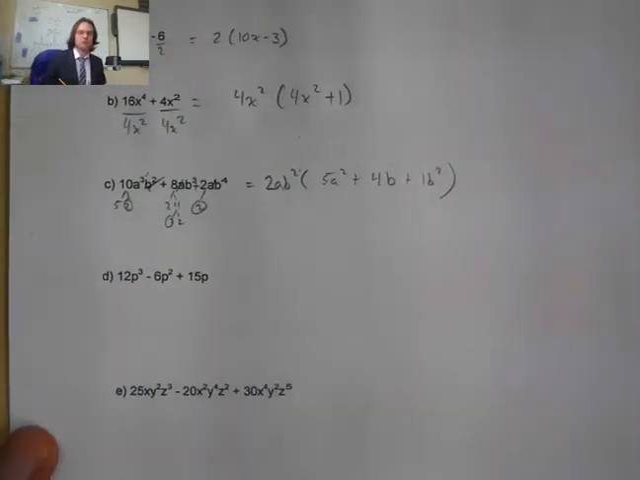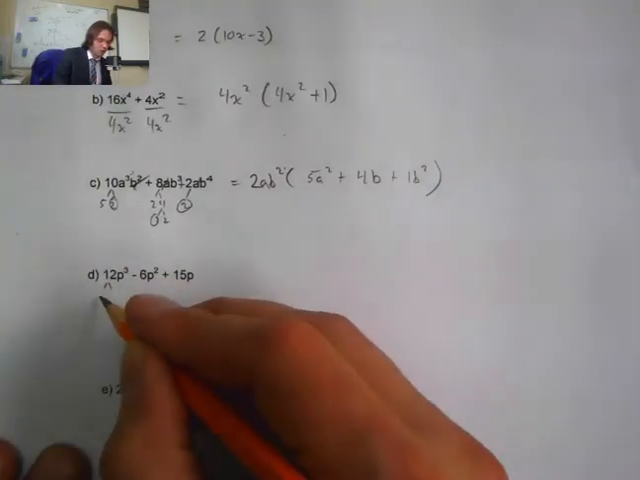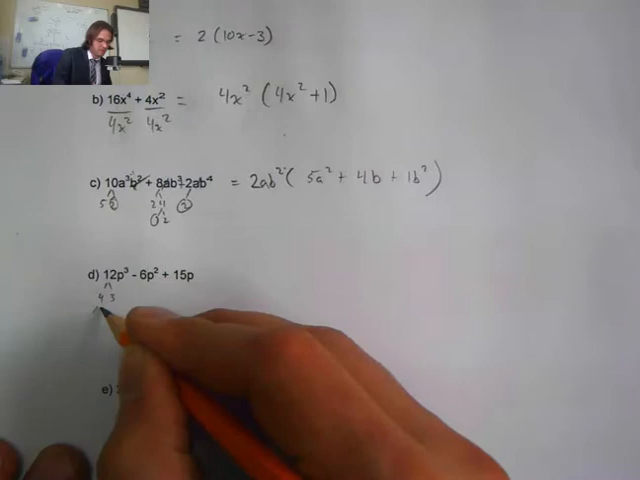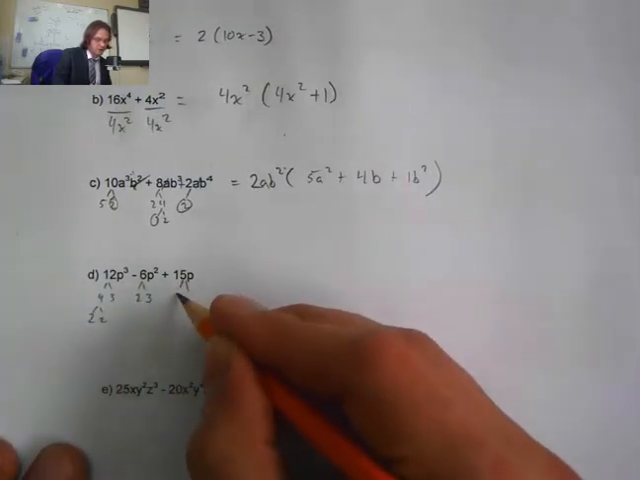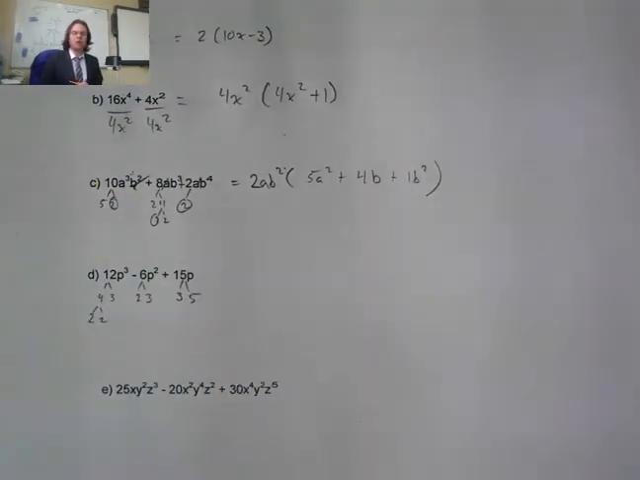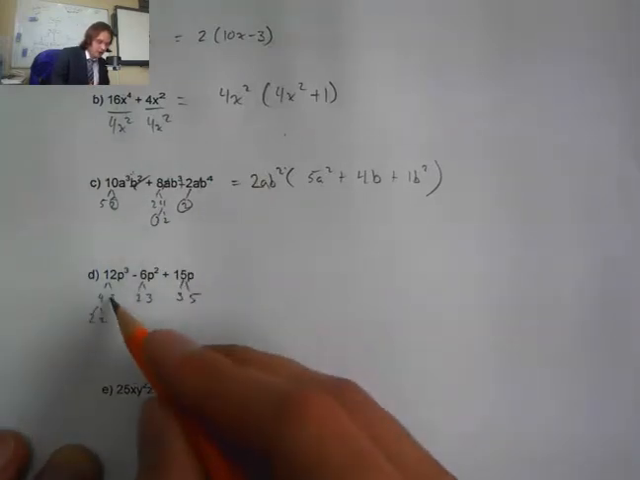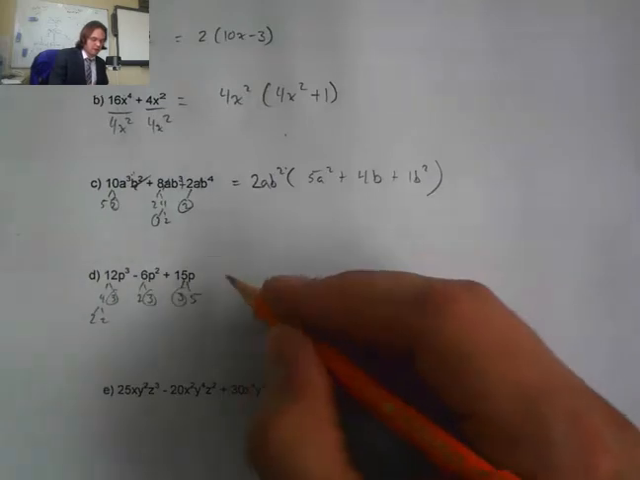So once again, I'm going to use my trusty factor tree for my coefficients. So I have 12, which is 4 and 3, 2 and 2, 2 and 3. Here I have 3 and 5. Now looking over this, what can I take out? I have a 3, a 3, and a 3. So 3 is the only thing I can factor out of all of them.